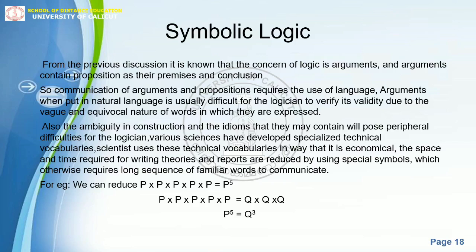So to remove that ambiguity, also the ambiguity in the construction and the idioms that they may contain will pose peripheral difficulties. So what does the logician do to remove those peripheral difficulties?